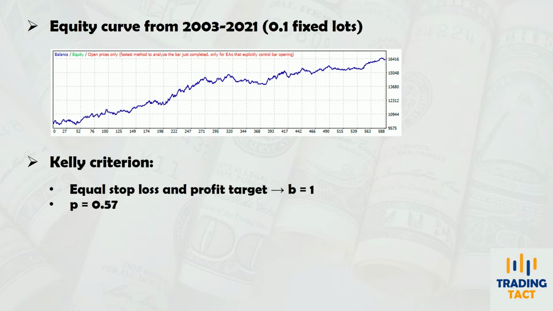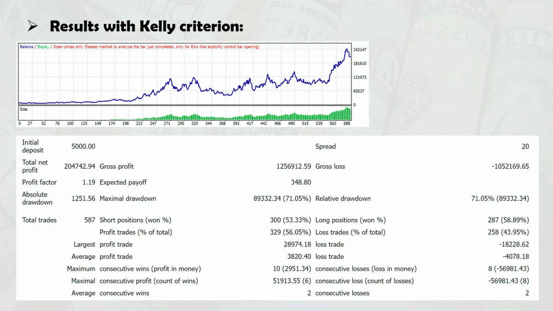With a win rate of 57%, the Kelly Criterion tells me I should risk 14% of my account per trade. Let's rerun the backtest with this number. Returns are spectacular. After only 587 trades, my account grew from $5,000 to $210,000, a 4,100% return.